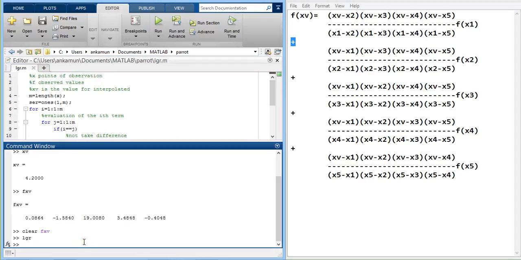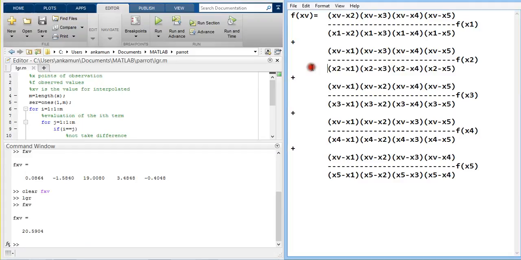Now fxv is the length at the 4.2 value for week. So it is 20.5904, which seems to be very reasonable, as in week number 4 it was 20 centimeters. This is how we build functions and use them in different numerical computations.